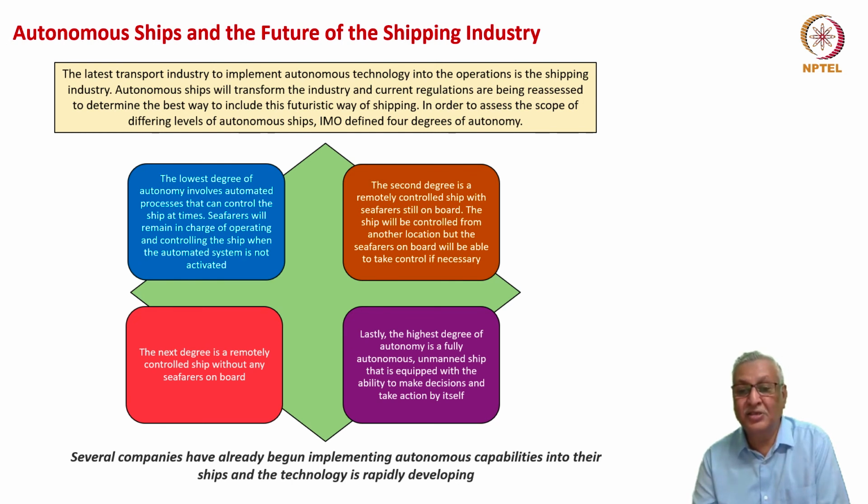And lastly, the highest degree of autonomy is a fully autonomous unmanned ship that is equipped with the ability to make decisions and take action by itself. Several companies have begun already implementing autonomous capabilities into their ships, and the technology is rapidly developing.